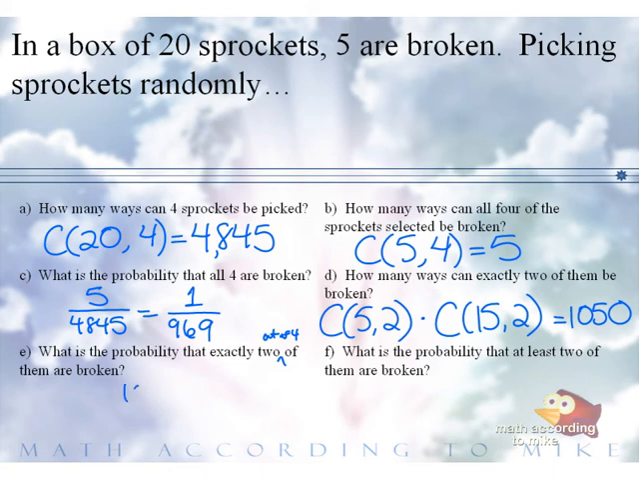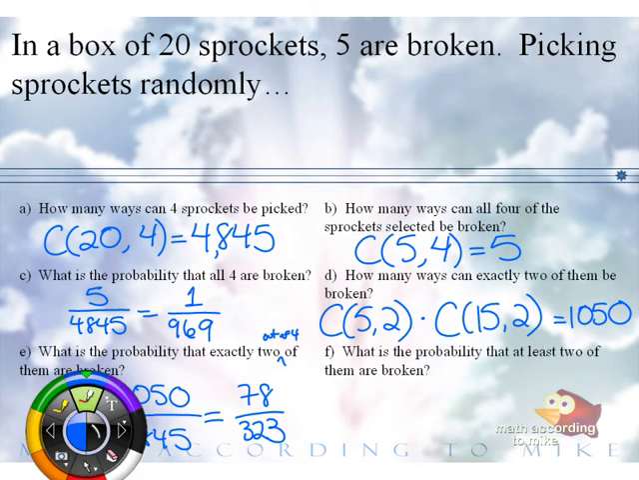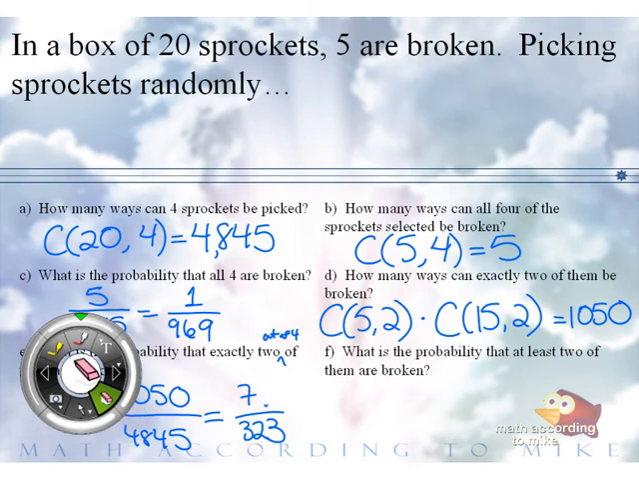So 1050 over, how many total ways can you pick 4 sprockets? 4845. How does that reduce? 70 over 323.